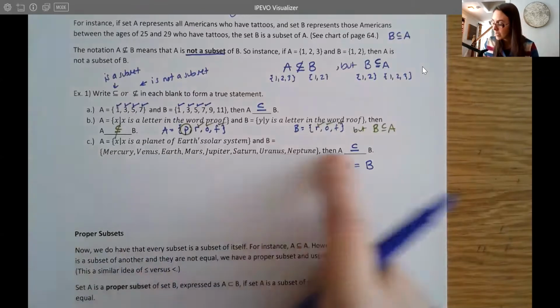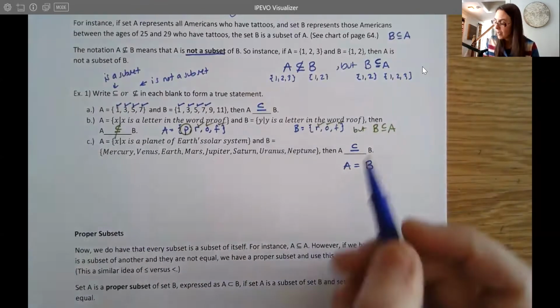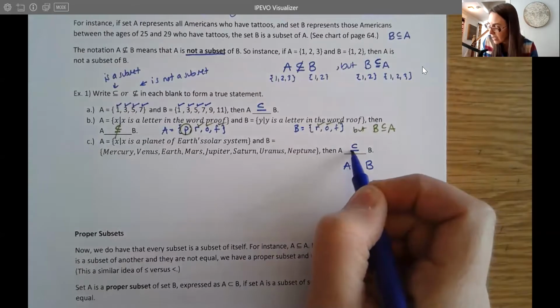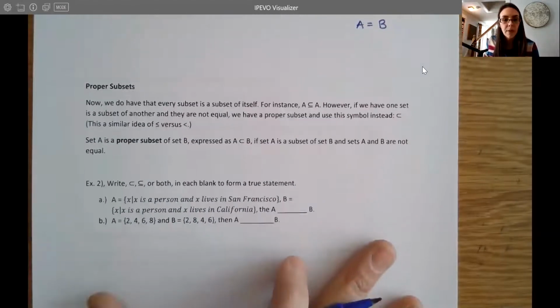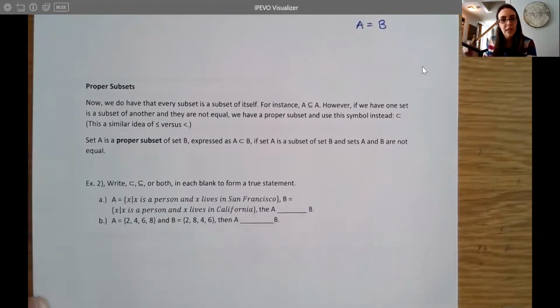So to be a subset, you could also be equal. It's almost like you have a little equal sign right here, right? So you have that little line. It kind of reminds you that you could be equal here as well. There is something called a proper subset, where we don't include this equality idea.